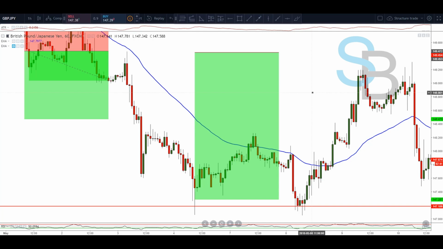In the next videos, we'll talk about taking targets with a fixed secondary target, which is much more simple than doing it this way. But again, it really just depends on your personal trading preferences.